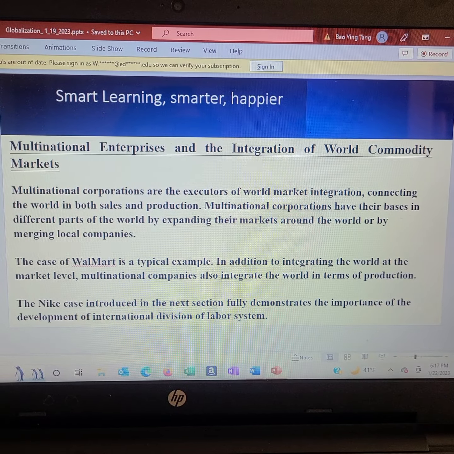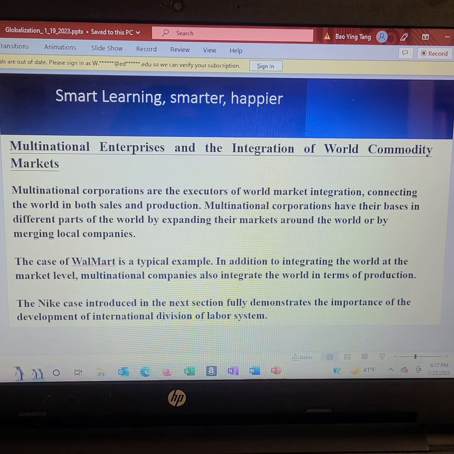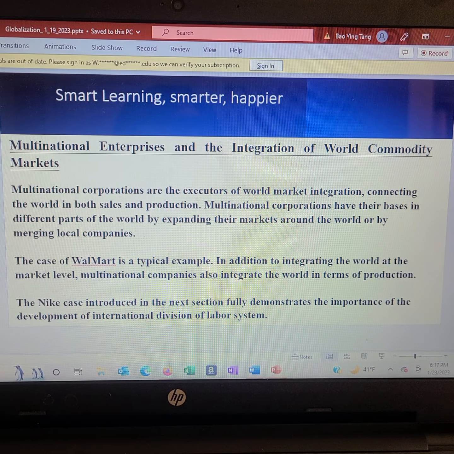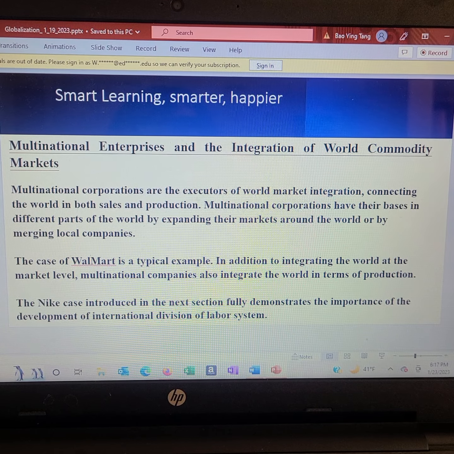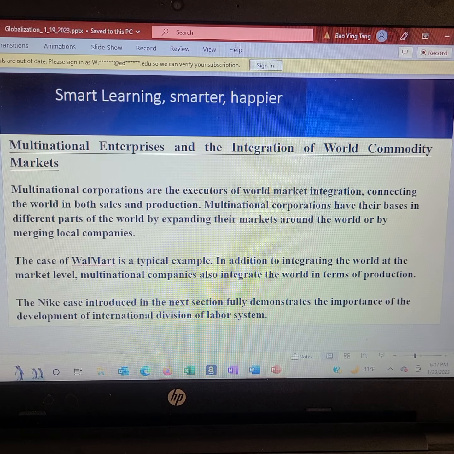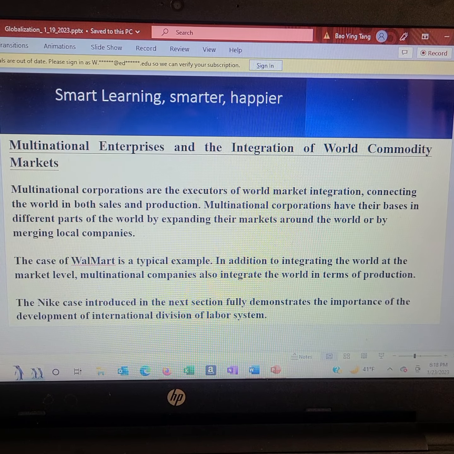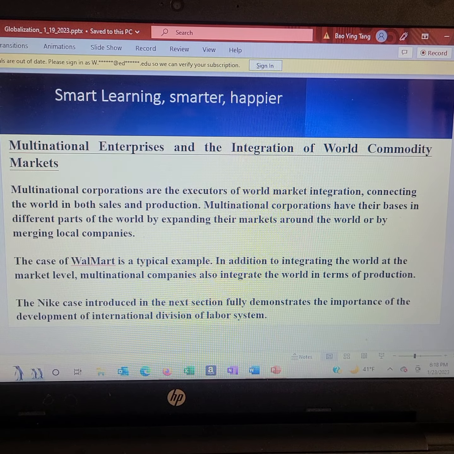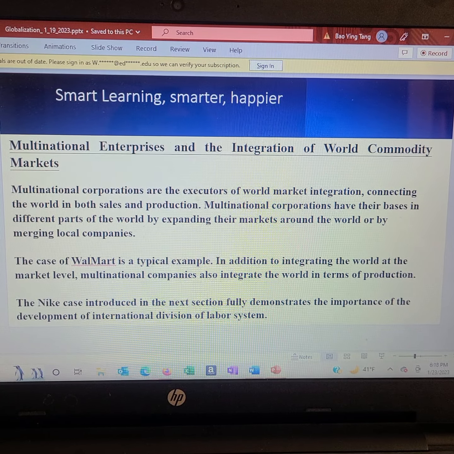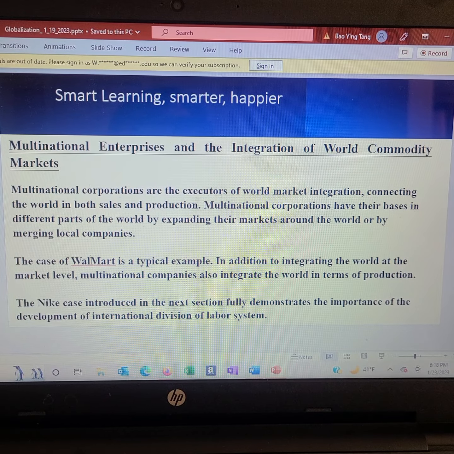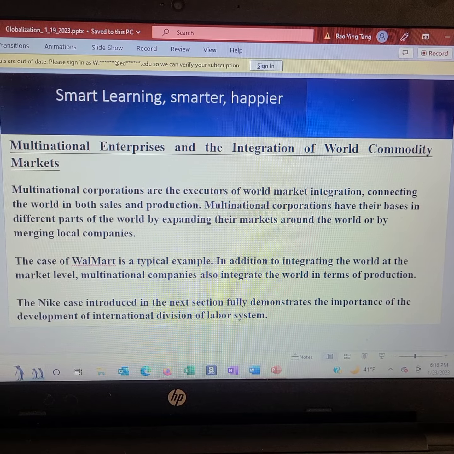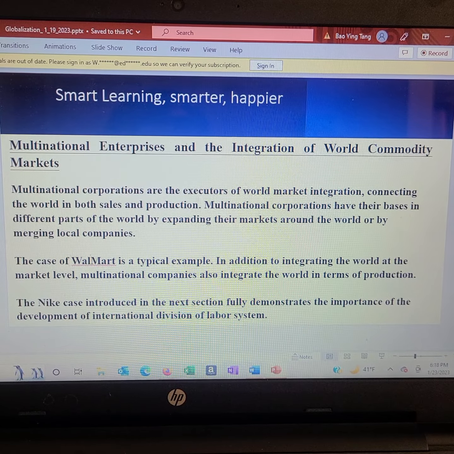Next, we want to talk about multinational enterprise and the integration of world commodity markets. Multinational corporations are the executors of world market integration, connecting the world in both sales and production. Multinational corporations have their bases in different parts of the world by expanding their markets around the world or by merging local companies. The case of Walmart is a typical example.